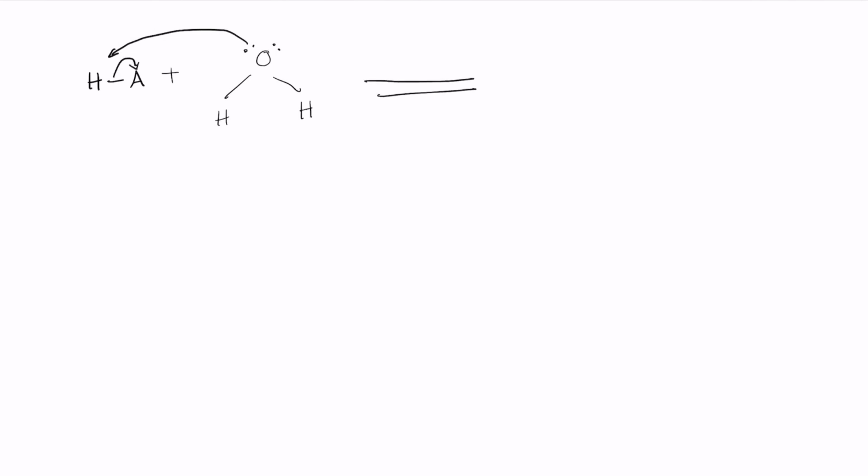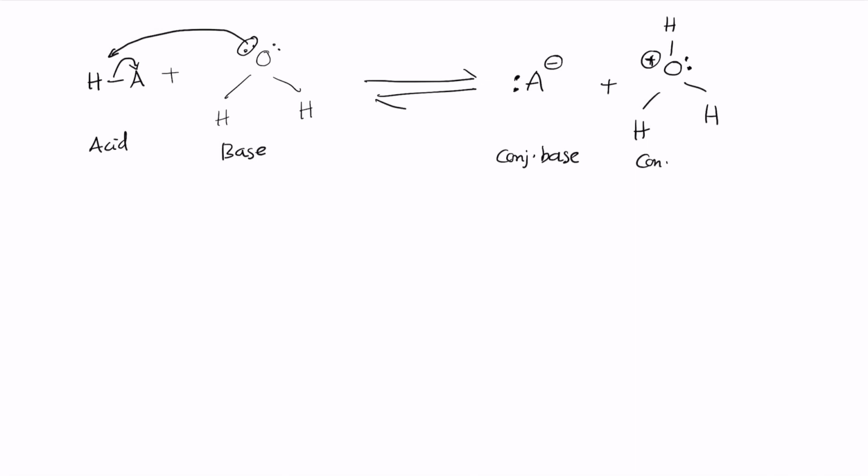This results in the formation of A minus. The reason it gets a minus is because it gets an extra electron pair. Plus O H H H. Notice that the electron pair it's using forms the bond, which means that there is only one lone pair left, and because it has lost one electron pair, it gets a positive charge. Notice that this is the acid, the base, and this is the conjugate base, and this is the conjugate acid.